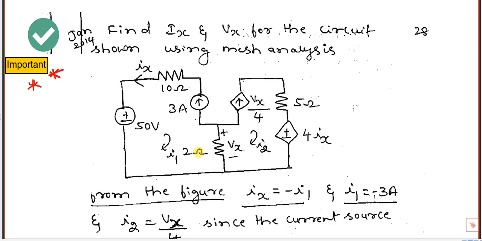Vx is given. It is the drop across the 2 ohm resistor. It is 2 into (I1 minus I2). And there is one more dependent source. It's a plus-minus voltage source controlled by Ix. It's a current controlled voltage source. In terms of loop current, Ix is the same as minus I1, because I1 is flowing to the right side and Ix is going to the left side. So Ix is minus I1, and Vx is 2 times (I1 minus I2).